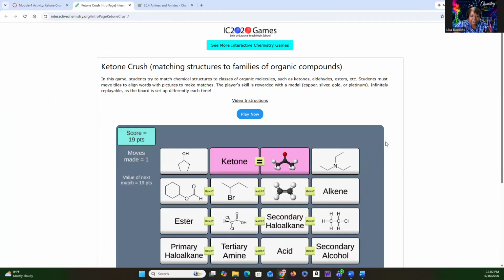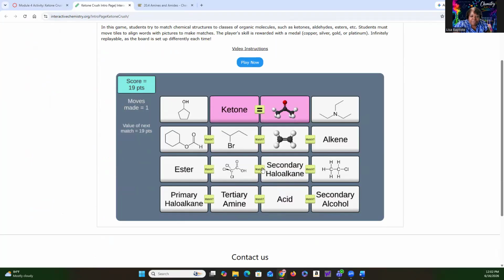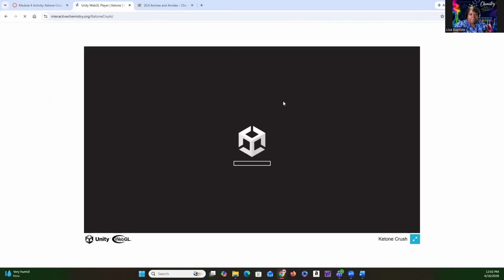All right, so here's your game. When you're doing the game, you are moving these around. This right here shows that ketone is this structure. But you're going to move these around so that you can make matches. Let me show you. Let's actually play the game so you can see it.